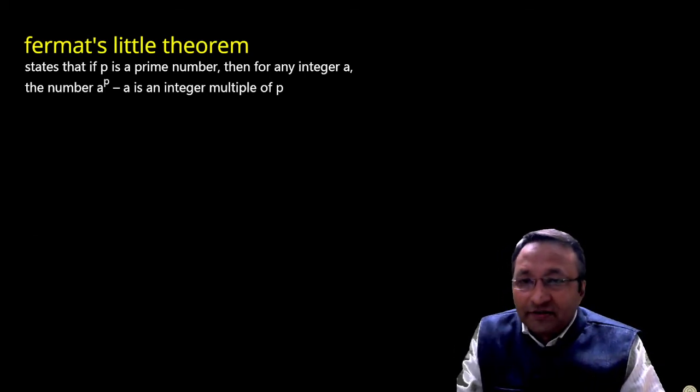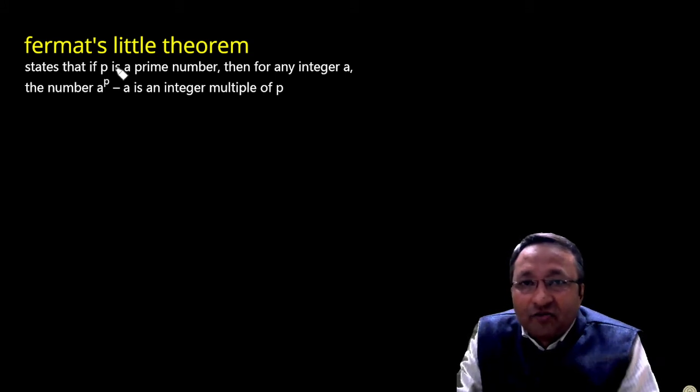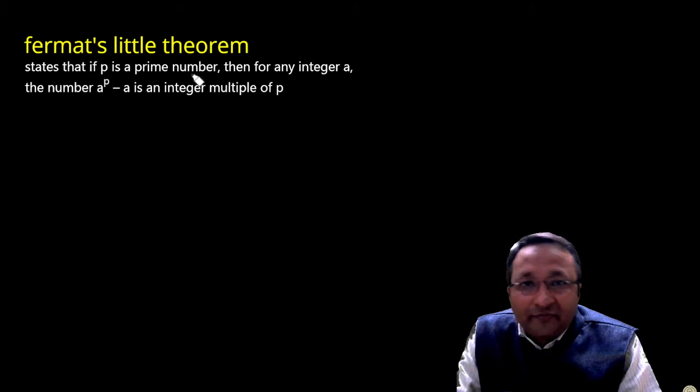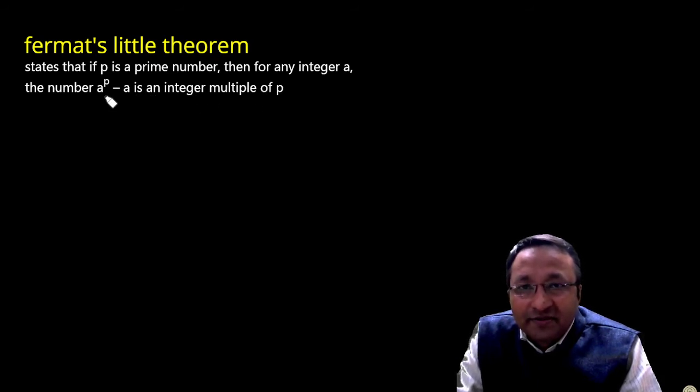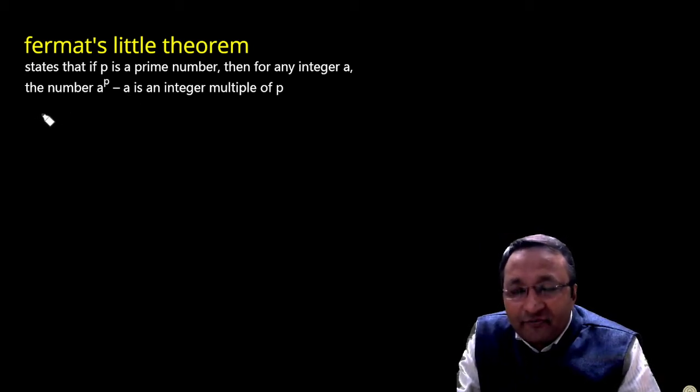Good evening, students. Today I'll take a different kind of proof for Fermat's little theorem, which states that if p is a prime number, then for any integer a, the number a raised to p minus a is an integer multiple of p, which means p divides a raised to p minus a. As a prerequisite to prove this, I'll take a few assumptions, and I hope you are all aware of them.